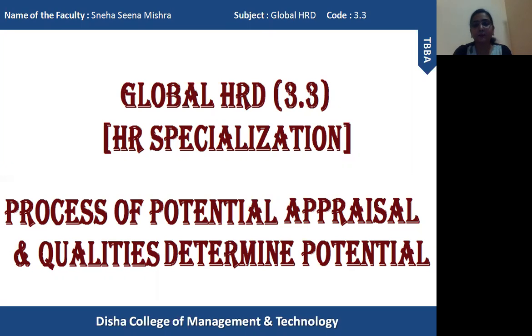First one is the process of potential appraisal, means how the process needs to take place. What are the various steps involved in the process of potential appraisal? And then the qualities which determine the potential, means what are the qualities which need to be properly evaluated so that it can become a potential and it can become useful for the organization. Okay, so let's begin the session.